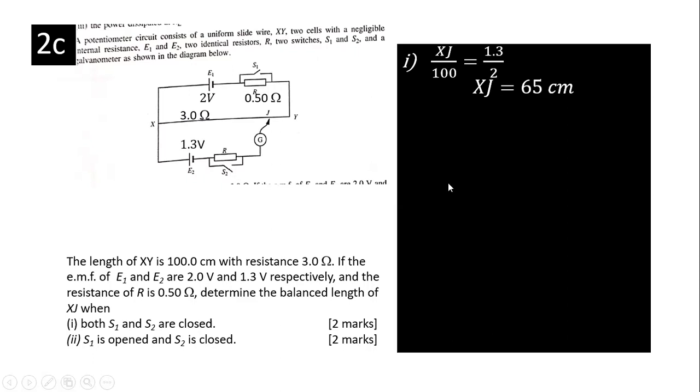S1 is open and S2 is closed. So S1 is open. What's the balance length? How are we going to calculate that? Calculate again, that's all.